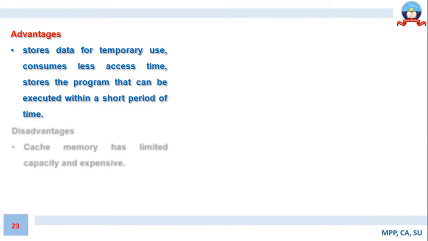Now let's try to identify some of the advantages and disadvantages of cache memory. Advantages: cache memory stores data for temporary use, consumes lesser access time, and stores the programs that can be executed within a short period of time. It consumes lesser time to access, because you have limited size. To search for an element in a relatively smaller size will definitely take a smaller amount of time. So it can store smaller programs that are to be executed.